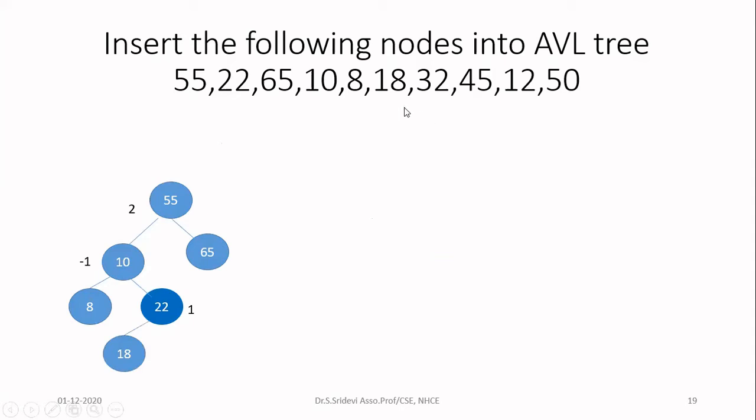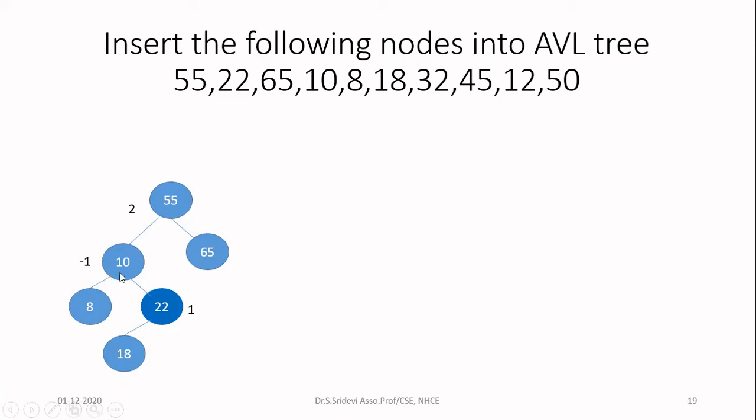Now let us try to insert the next value. It is 18. 18 is less than 55, so I'll be inserting in the left subtree. Then I'll compare with 10. 18 is greater, so I'll move to the right subtree. Then compare with 22. 18 is less, so go and insert in the left subtree. Always remember, whenever you insert any new node, that will be inserted as a leaf node only in case of binary search tree. It will never be inserted in the middle. Now 18 is inserted. After that, calculate the balance factor for all the nodes.